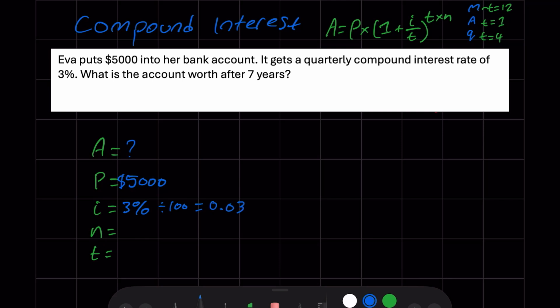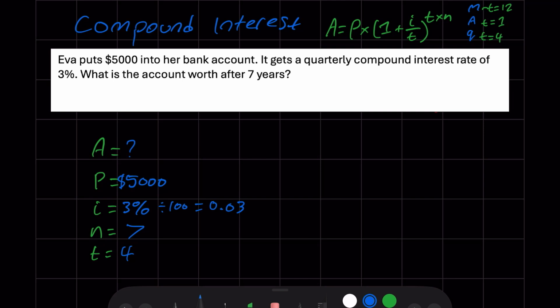Our N value, we look at the question. It says, what is the account worth after 7 years? So our N value is 7. And T, we need to read the question and try to find these words. In the second sentence, it says it gets a quarterly compound interest rate. Quarterly. So looking in the top right, quarterly, T equals 4. So T equals 4 if it is quarterly. I like to think of it as a pizza. If you cut a pizza into quarters, how many pieces have you got?